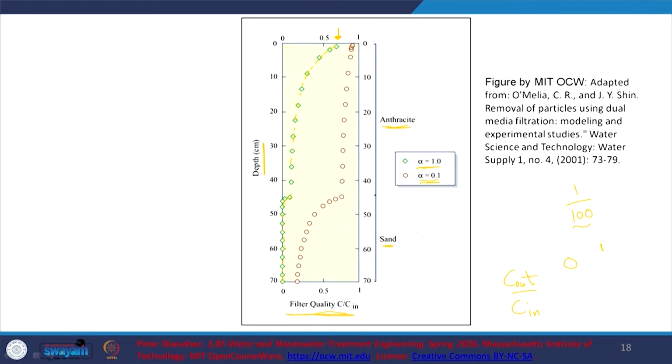With respect to relatively less chemical treatment, what do you see? Again anthracite is not doing very well, but from the sand obviously the removal efficiency increases. So, here you can see the role of the chemical treatment and the role of the dual media filter. Again, this is something to keep in mind.